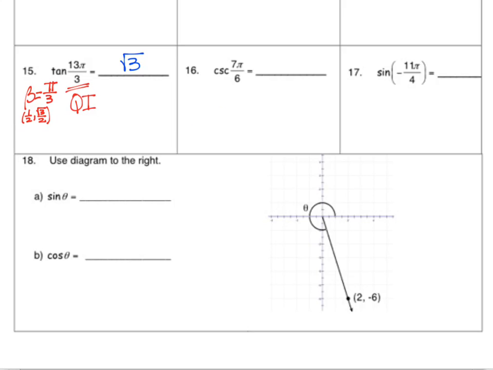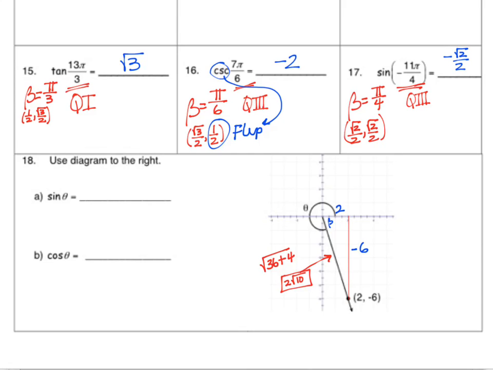For cosecant, 7 pi over 6, the reference angle is pi over 6. It's in quadrant 3. We've got the coordinates for pi over 6. And in quadrant 3, because this goes with sine, sine is negative, so the answer here is going to be negative. And it's going to be the flip of 1/2, but it's going to be negative, so I've got negative 2. For number 17, I've got my reference angle, I figured out my quadrant, I've got my coordinates, and in quadrant 3, the sign is negative.